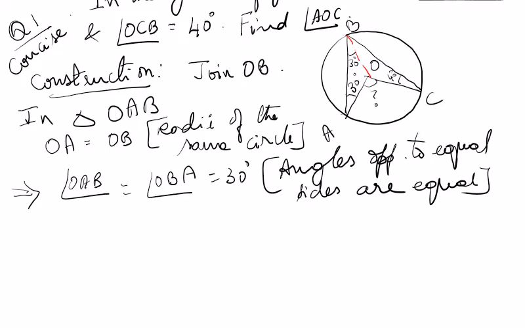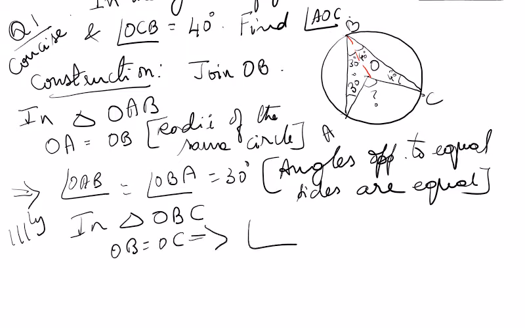Similarly, in triangle OBC, same, OC is equal to OB, radii of the same circle. So therefore, these two angles are equal, base angles 40 degrees. If it is the same reason, then you can write similarly. This is a symbol for similarly. Similarly, in triangle OBC, OB is equal to OC, which implies angle OBC is equal to angle OCB is equal to 40 degrees.